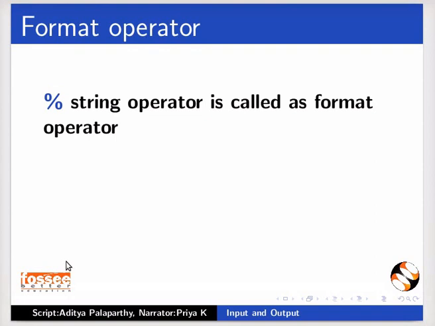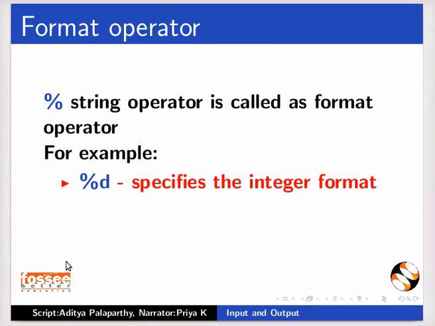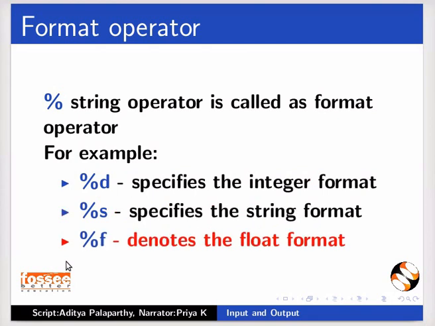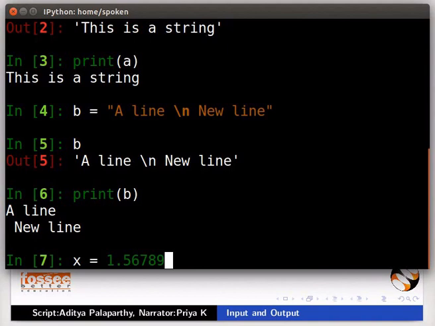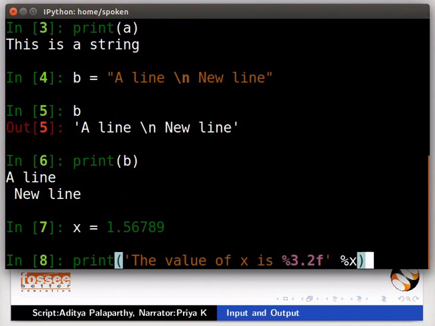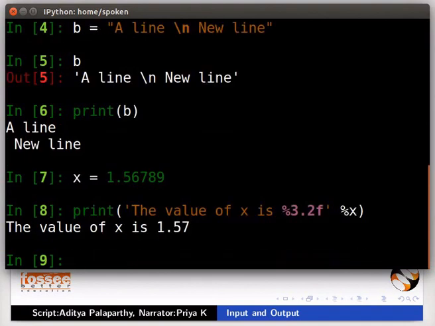%string operator is called as format operator. For example, %d specifies the integer format, %s specifies the string format, and %f denotes the float format. Switch back to the terminal. Next, let us assign x as shown. To print the value of x, type as shown. Here, %3.2f specifies the output in float and .2f rounds off the value to 2 decimal point.